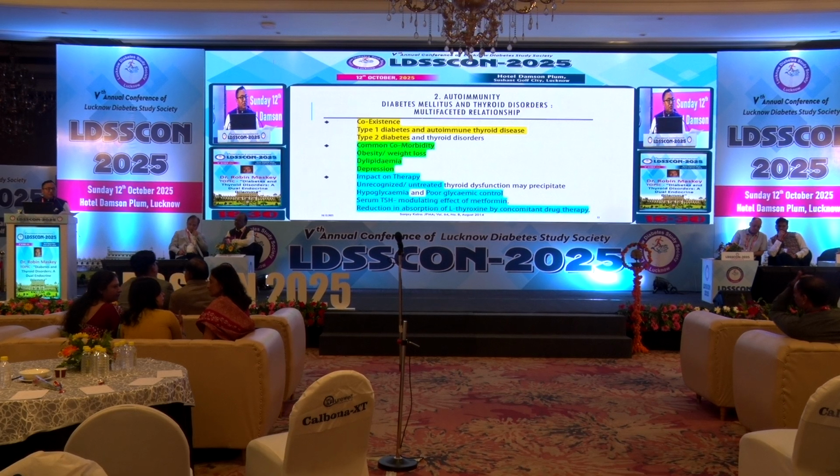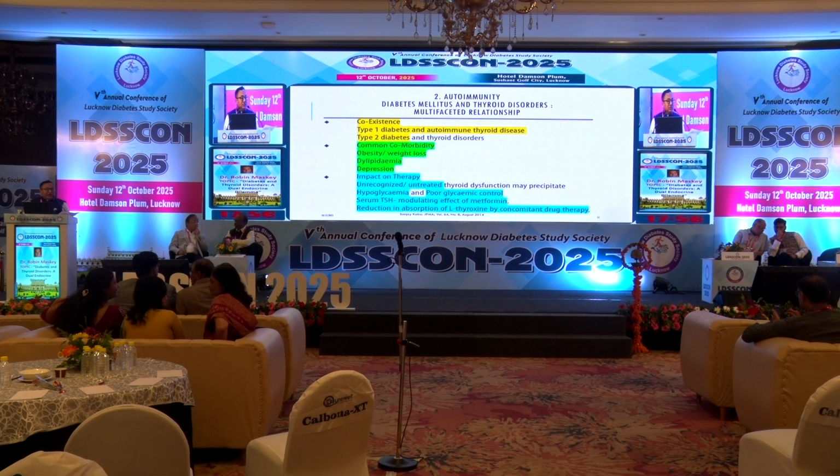So what is the autoimmunity link between thyroid and diabetes? As you heard in today's ADA 2025 updates, one of the speakers said there is a link of autoimmune thyroid disorder with type 1 diabetes. Yes, correct. Type 1 diabetes and autoimmune thyroid disease coexist. Type 2 diabetes and thyroid disease also coexist, and both have common comorbidities. Obesity can be seen in diabetes and also in hypothyroidism.